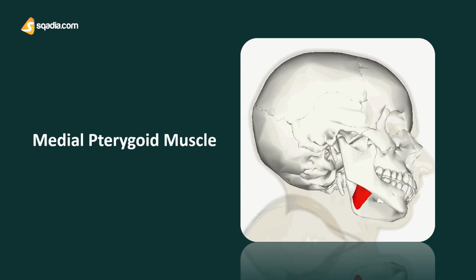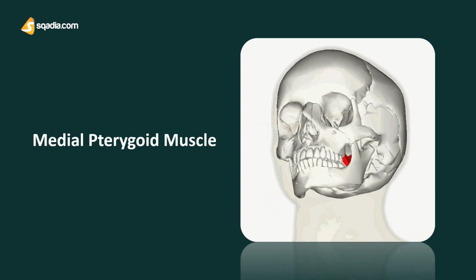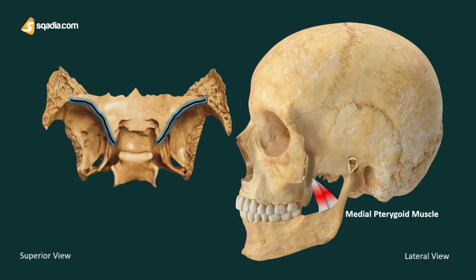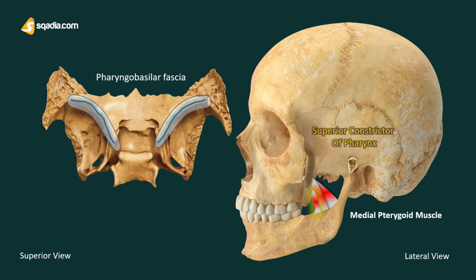contracts and relaxes. Now the attachments on the medial pterygoid plate are the pharyngobasilar fascia, which is attached to the whole length of its posterior border. The lower part of the posterior border and the pterygoid hamulus give origin to the superior constrictor of the pharynx. The pterygomandibular raphe is attached to the tip of the pterygoid hamulus, which is a ligament, but we will discuss it further in detail in the ligament section.